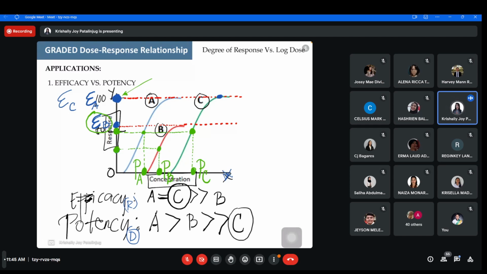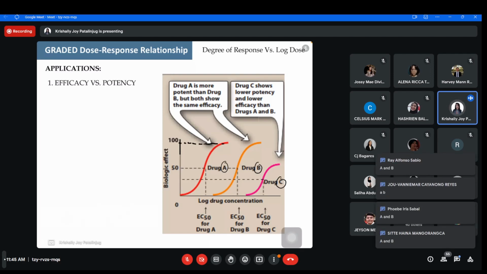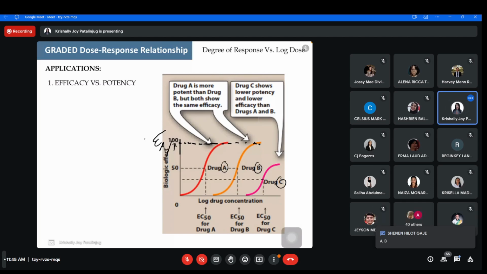Okay, let's have another example. Okay, this one. Tatlong drugs ulit. A, B, at saka C. Okay? By just looking at the graph agad-agad, which has the same efficacy? Looking at the plotted graph, it's both A and B. Efficacy nila, A and also drug B. Okay? Then, least effective naman yung drug C.